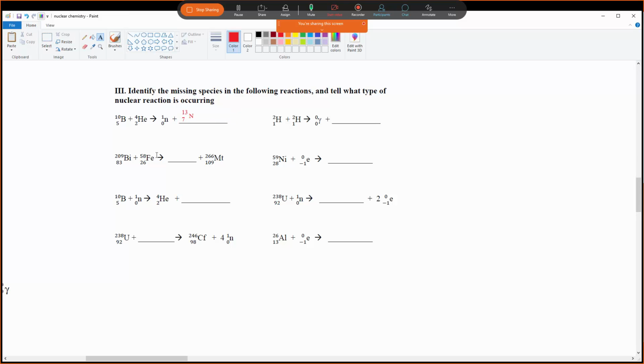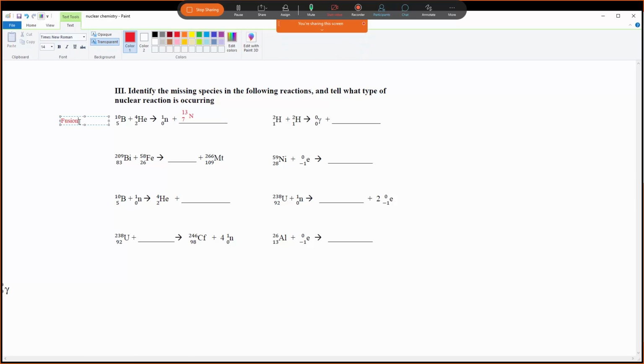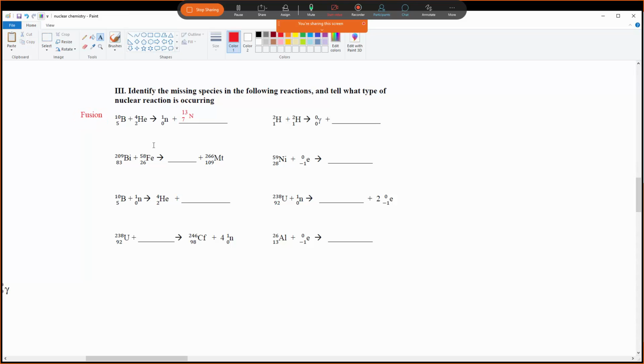Can you guys see that? Okay, good. All right, how would you guys characterize this then? Fission, fusion, or electron capture? This is fusion. Good job, Erica. It's fusion because the highest mass item is the one on the product side. So we made something bigger. We fused these pieces together. Good.